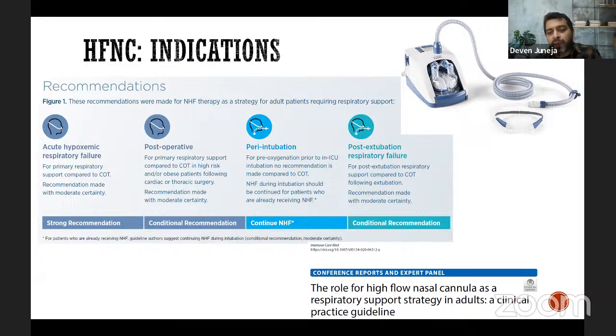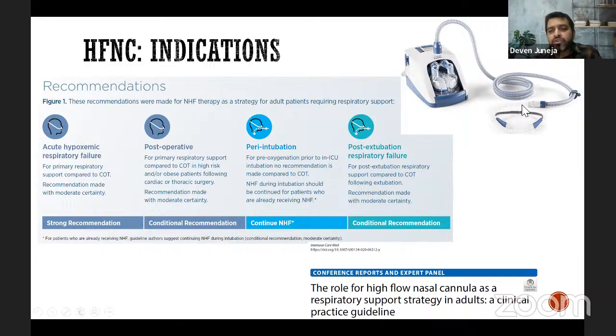It will help you in hypoxemic respiratory failure, although it is not clearly indicated. But recently, in the last 2 to 3 years, many papers have come which show that it might be helpful in patients with hypercapnic respiratory failure too. Other common indications of using HFNC are acute hypoxemic respiratory failure and post-operative patients, especially when the patient has undergone abdominal surgeries. You do not want to put the patient on BiPAP.